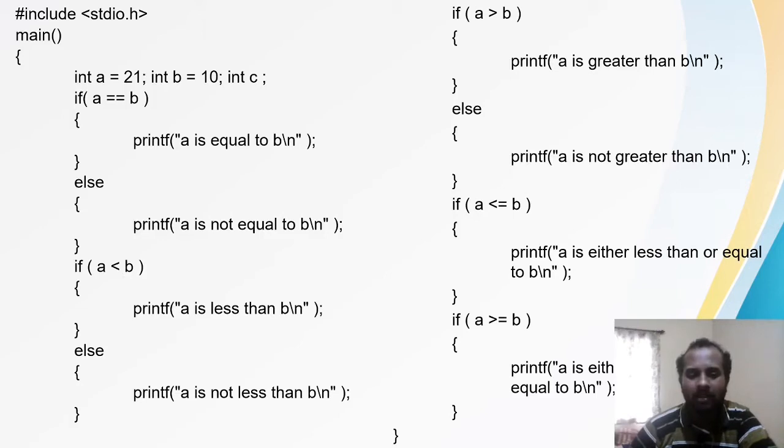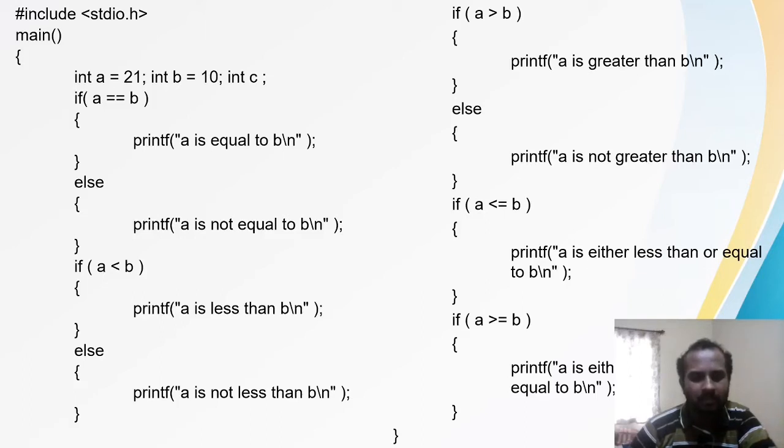If it is lesser than b, then it is going to print a is less than b, but it is not true, right? So it is going to print a is not less than b. So here also, a is greater than b. Yes, it is true. So it is going to print a is greater than b. a is lesser than or equal to b. So it is going to print a is.